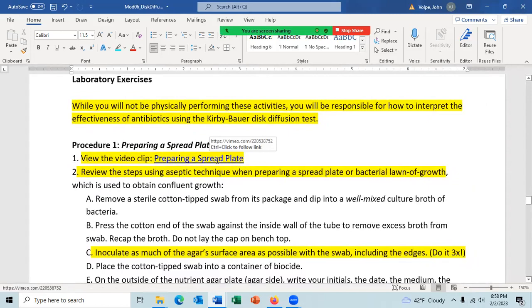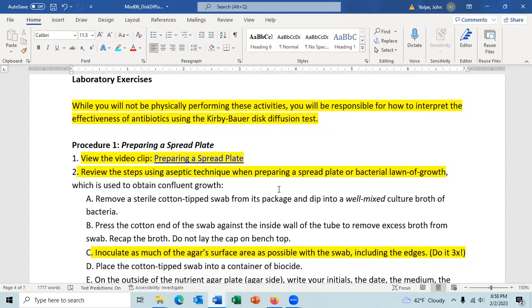We have a little video for you to watch on preparing a spread plate, and then review the steps for using aseptic technique for preparing a spread plate. And let me go through and talk about this now. So I'm going to make this my plate. I guess I can use this. And this will be my swab. So the swab has to be sterile. And then you dip it in the broth culture containing the bacteria, and the bacteria have to be well mixed. And then you get the worst of the liquid off on the side of the tube.